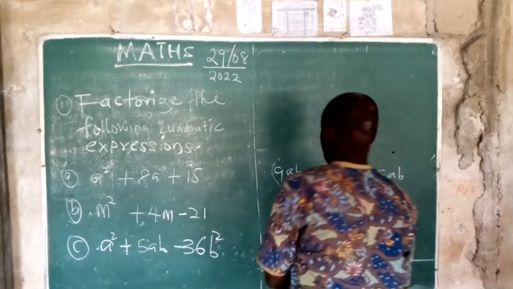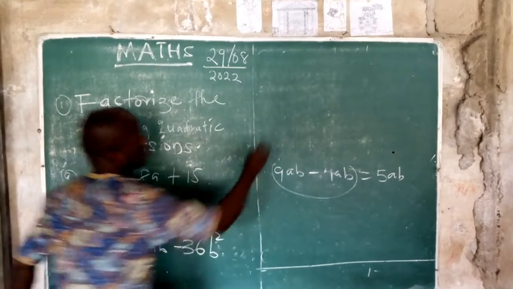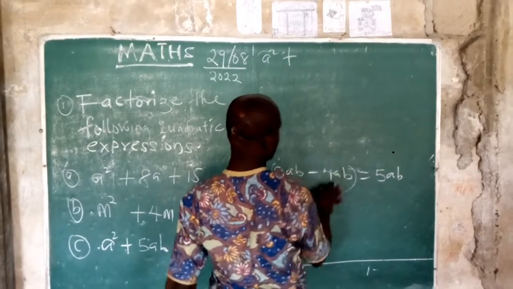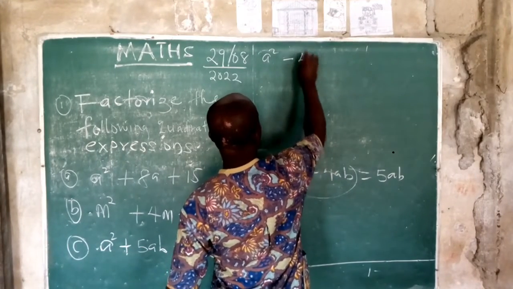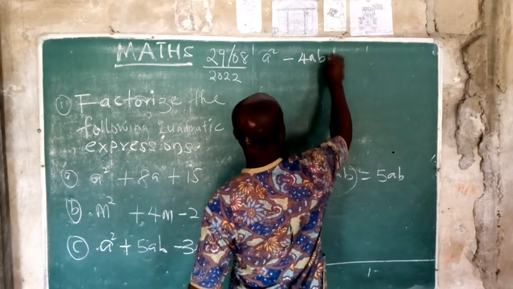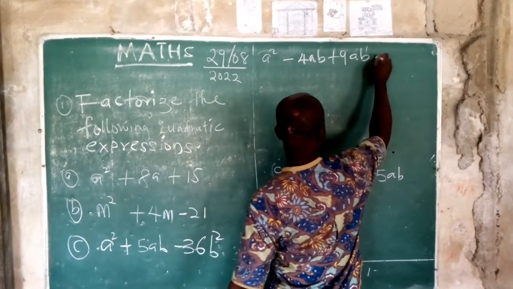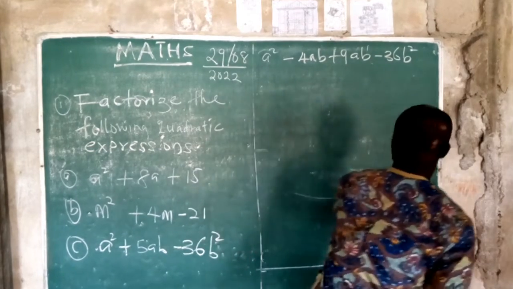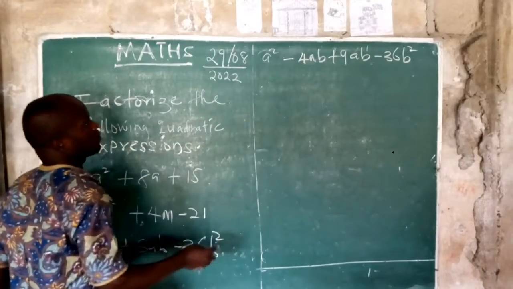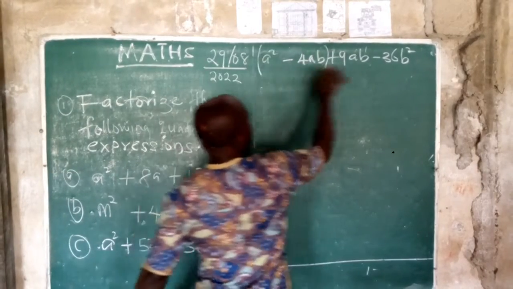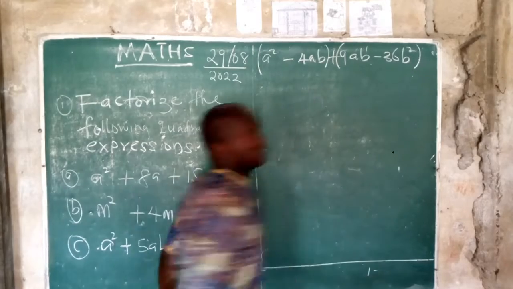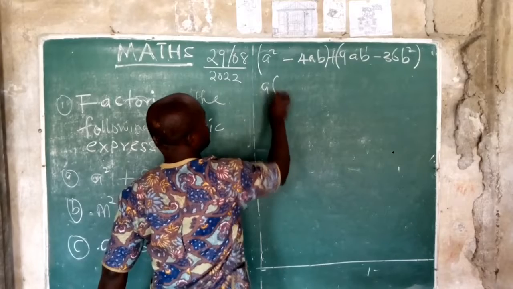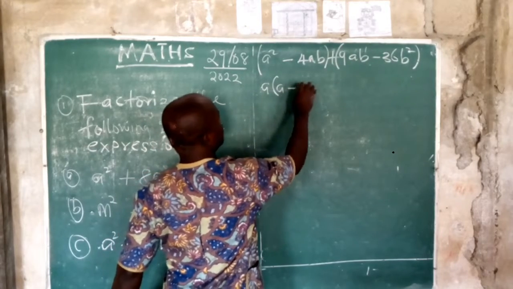so that was just a reminder, and then we now say a squared plus, let's pick this one first, minus 4ab, then plus 9ab, then minus 36b squared. Okay, and put this in a bracket. You put this also in a bracket. Okay, now you check what is common. What is common is what? Is a. So a into what? A into a minus 4b.